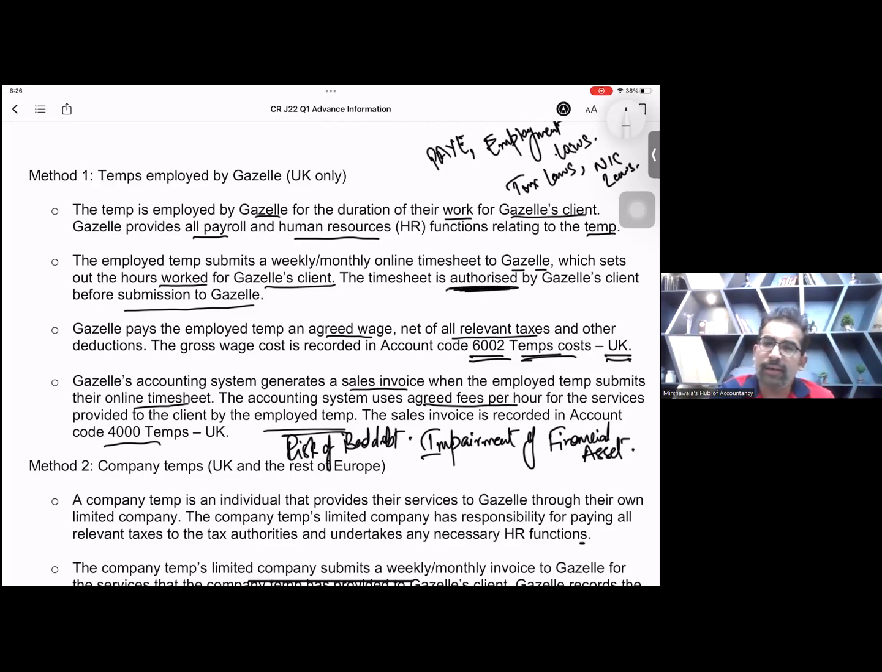Just think, if I get wrong or unauthorized timesheets, on the basis of those timesheets I have paid my employees, and now I'm sending the invoice to my client, and the client is saying, no, this is a wrong invoice. So definitely now the client won't pay, so I need to write off this amount. So it's all about impairment, the implications for a financial asset. So this may be a risk as well.